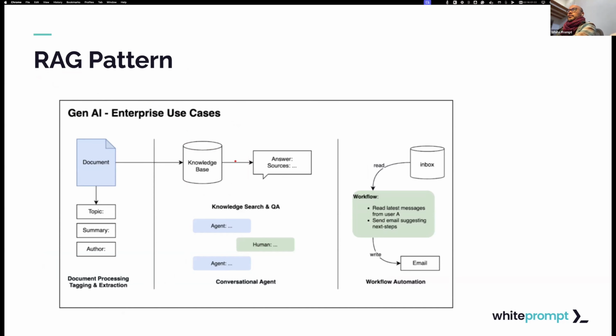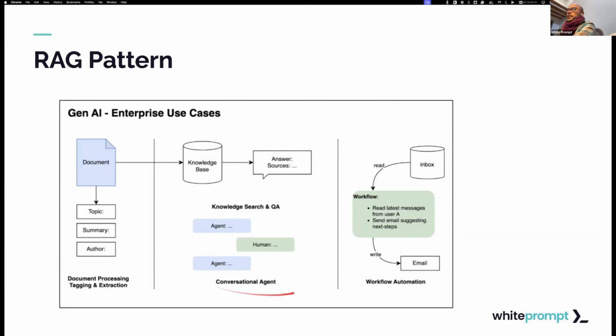So here we have the 3 main use cases that the RAG pattern has. First of all, if we have documents or information that we want to process, it offers a process to extract information from a document lake, a data lake, let's say. We can ingest the documents and extract the topic, the summary, the author, and in that way we can enrich our knowledge base with metadata.